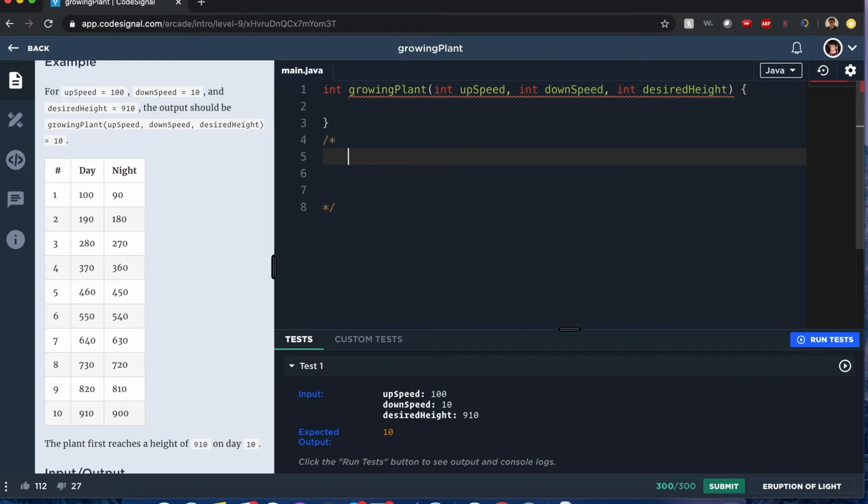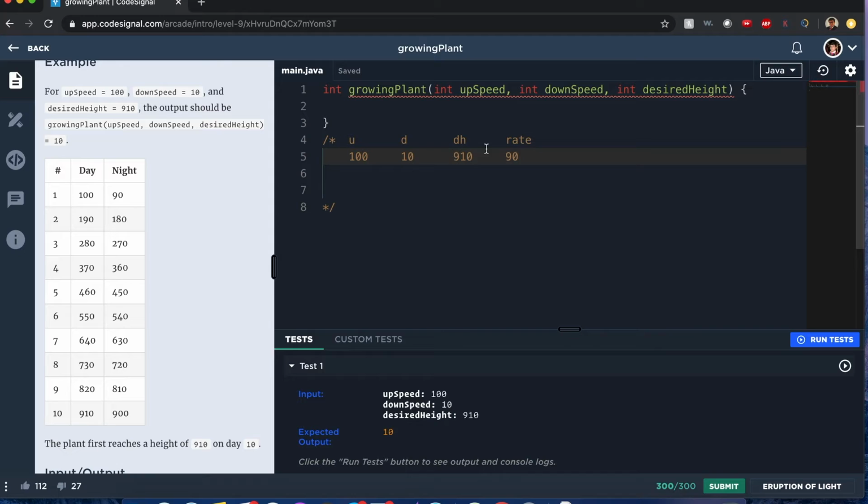So let's take this one for example. 100 is upSpeed. Here, I'll write up, downSpeed, desired height. Let's make this a little bit more spacious. All right, 100, and downSpeed of 10, and desired height is 910. In this scenario, we could calculate the rate it grows by up minus down, which in this case would be 90.